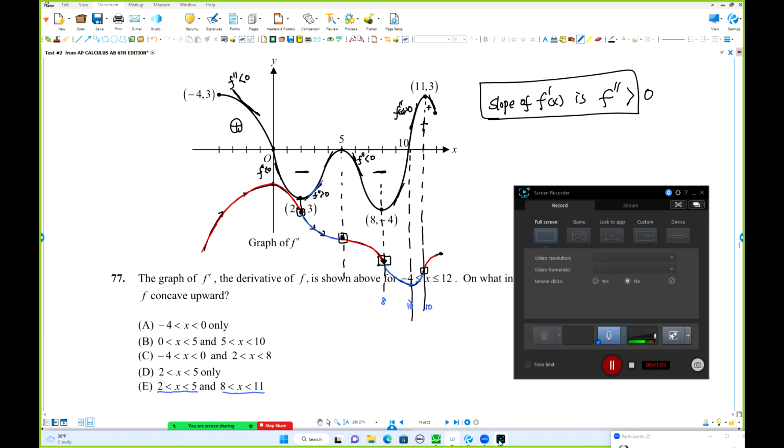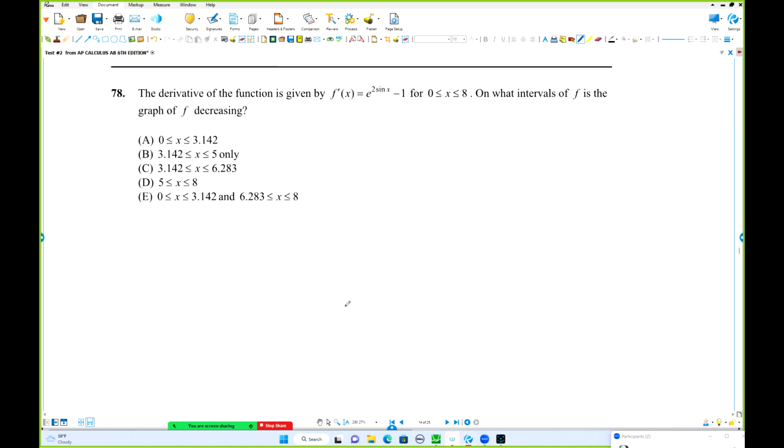Okay, figure out this one again. The derivative of the function is given here, and for this interval, on what interval is the graph of f decreasing? F is decreasing means our first derivative is less than 0, isn't it? If the first derivative is less than 0, then f is decreasing, right?